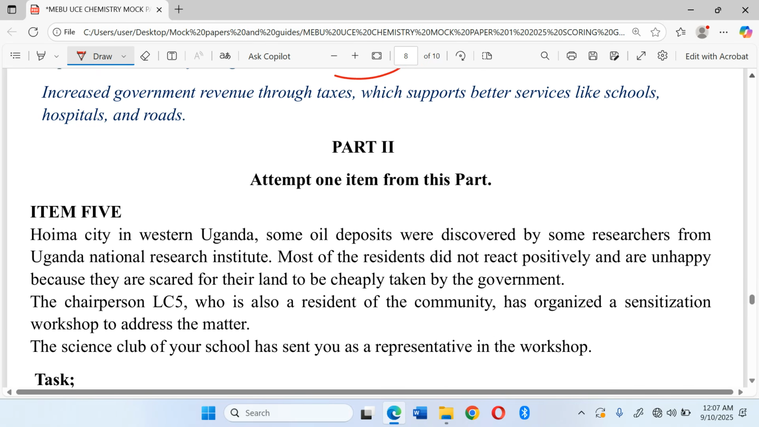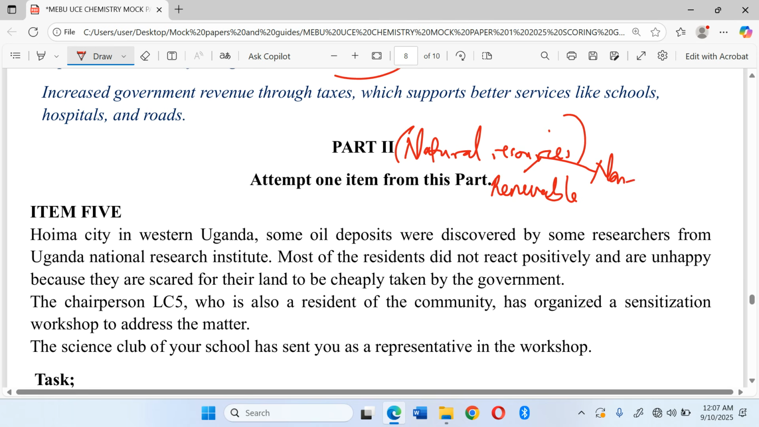That section B, part 2 is about the natural resources. It is about natural resources. And we say that these natural resources can be categorized as renewable, and then others are the ones we call the non-renewable natural resources.